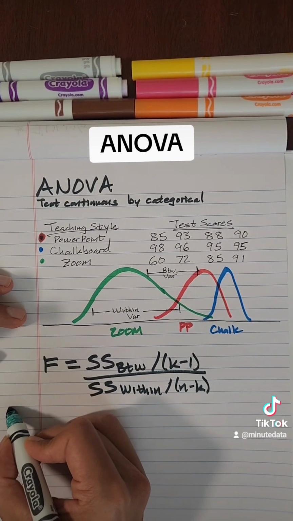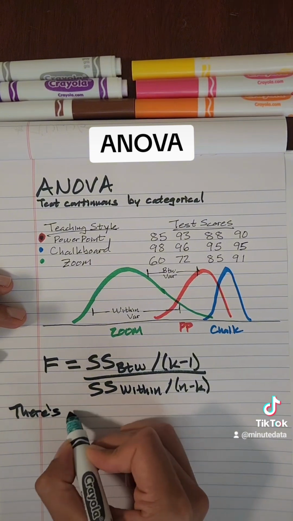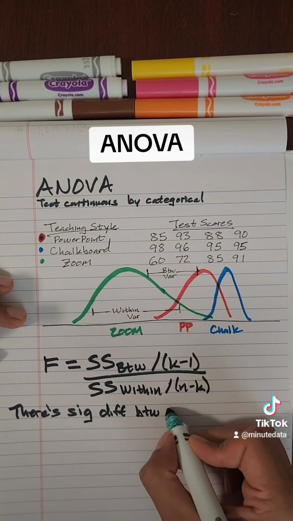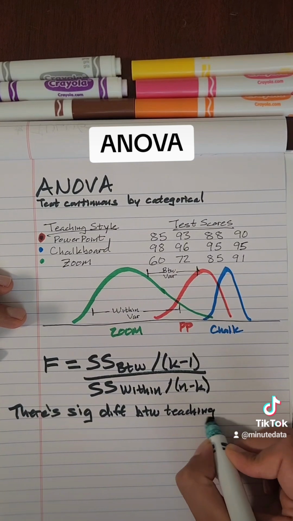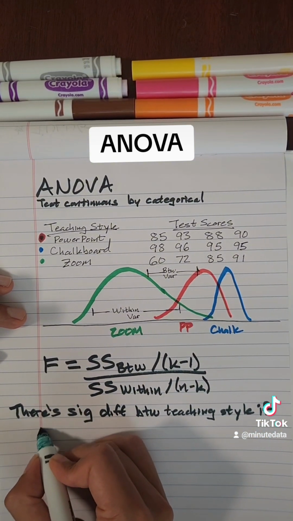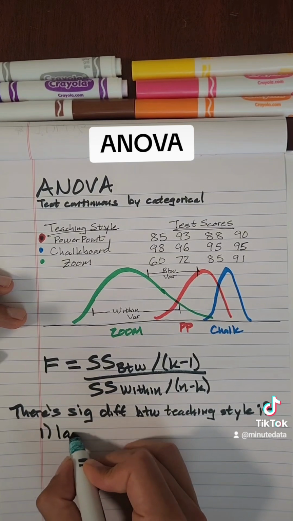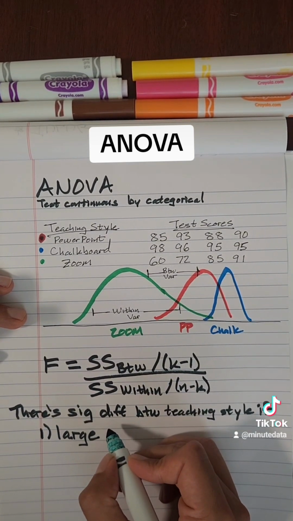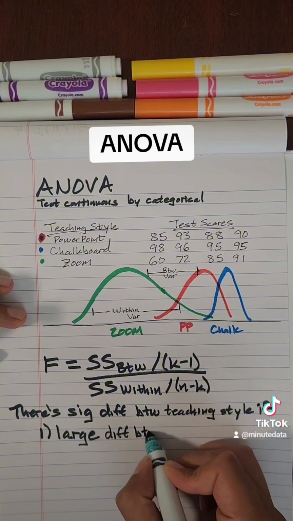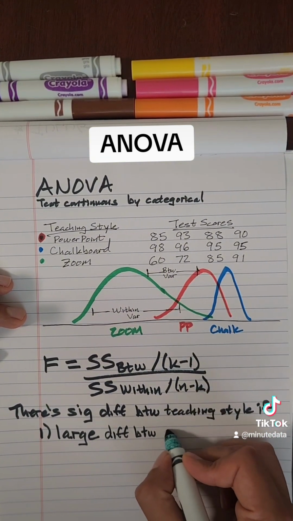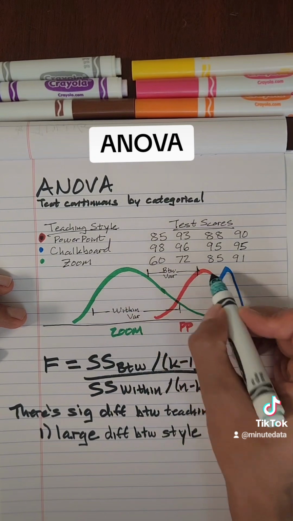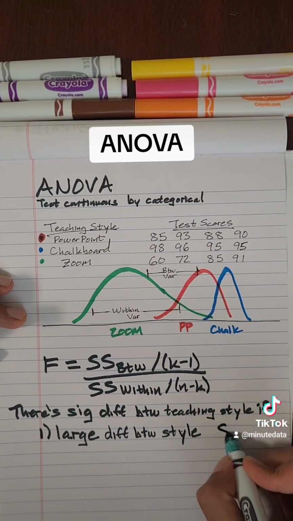So we say there's a significant difference between teaching styles if, one, there's a large difference between the test scores. There's a large difference between test scores by style. So let's just say by style. So between styles, this would be the sum of squares between.